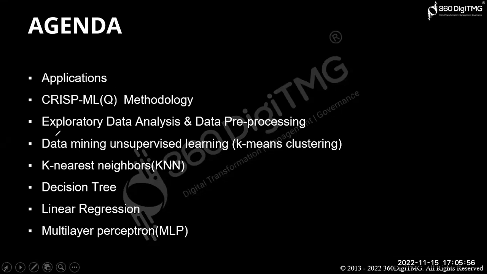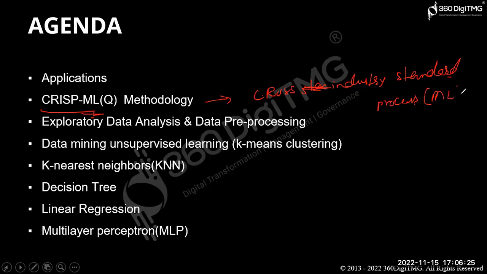It is the second module we will be discussing. In that, what exactly is CRISP-ML? Why do we need to follow that CRISP-ML format? CRISP-ML means cross-industry standard process for machine learning with quality assurance. Why do we need to follow that?